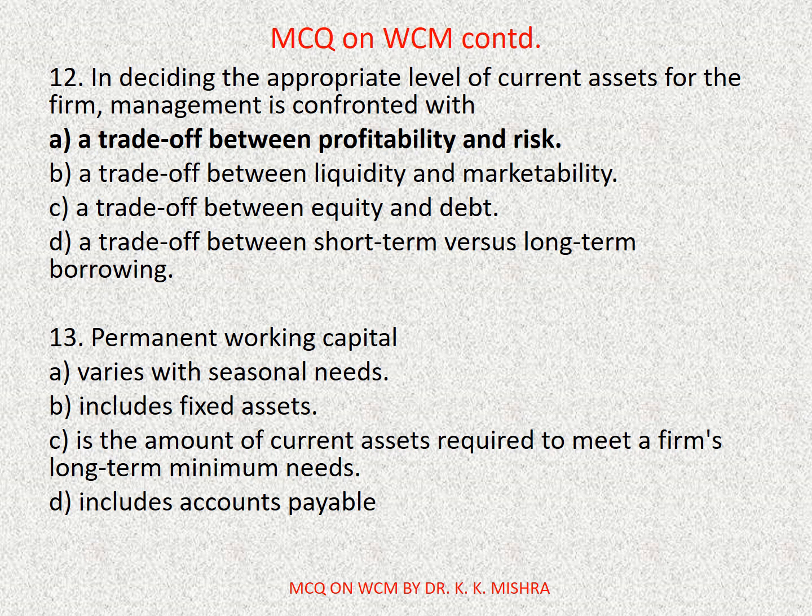Question number 13. Permanent working capital. Options are A. varies with seasonal needs, B. includes fixed assets, C. is the amount of current assets required to meet a firm's long-term minimum needs. D. Includes accounts payable. The answer is C. Is the amount of current assets required to meet a firm's long-term minimum needs.